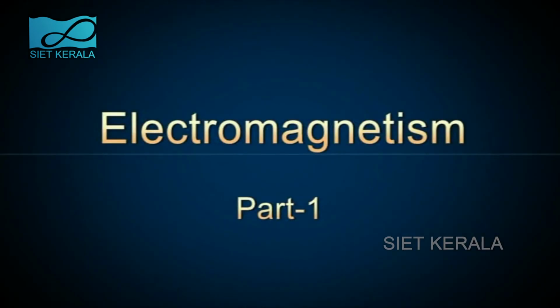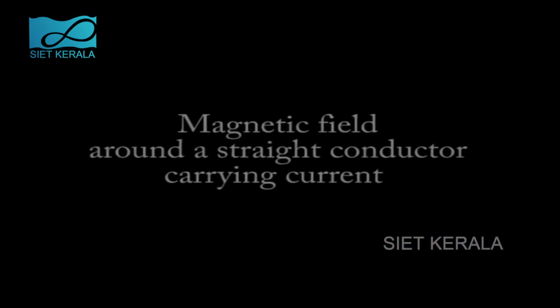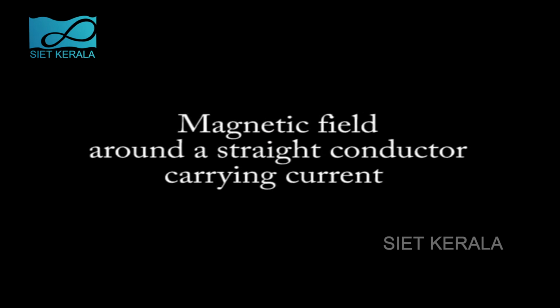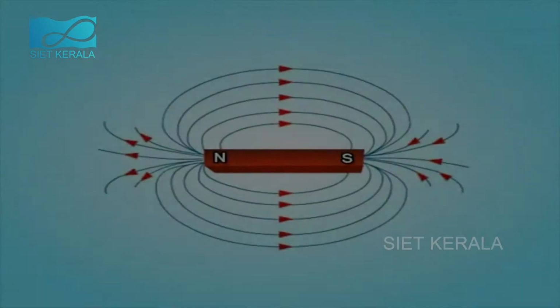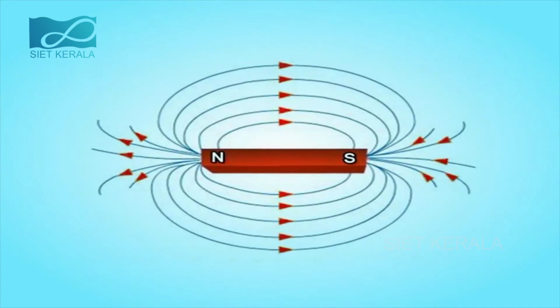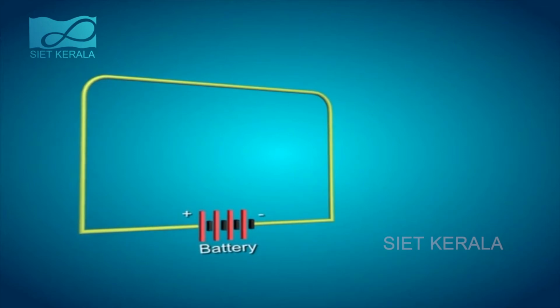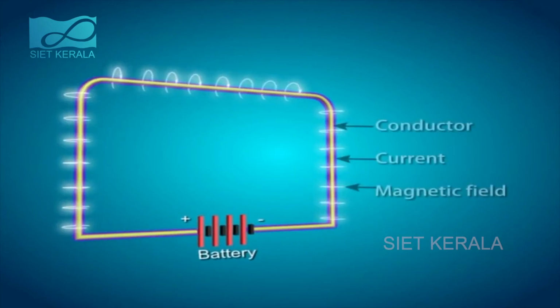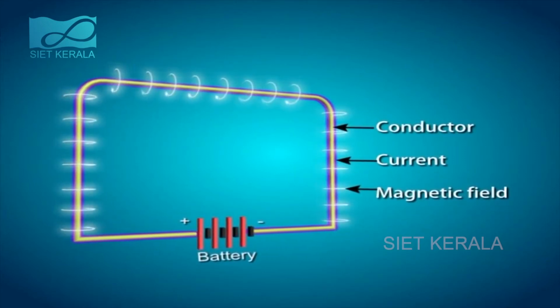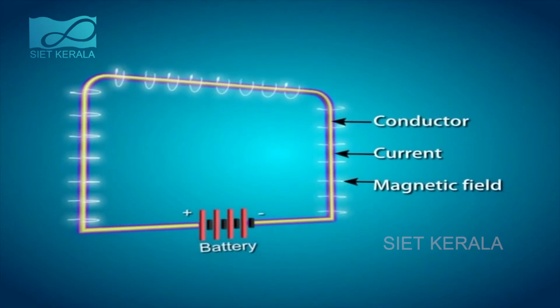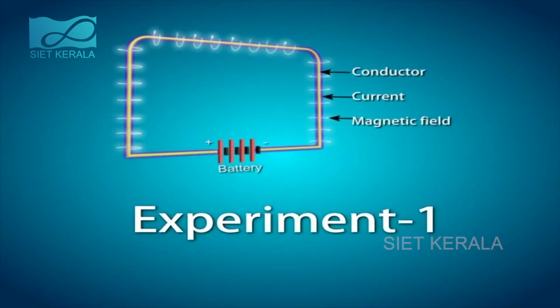Electromagnetism Part 1: Magnetic field around a straight conductor carrying current and a coil. Is it that magnetic fields are formed only around magnets? No, we can observe magnetic fields around current-carrying conductors also. Let us show the magnetic property of current-carrying conductors by an experiment.